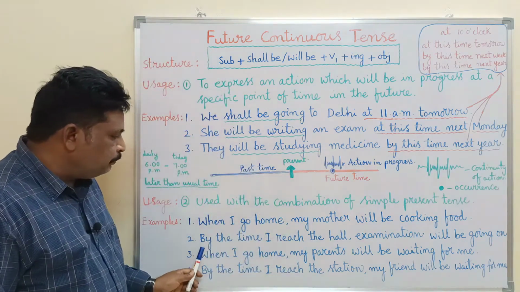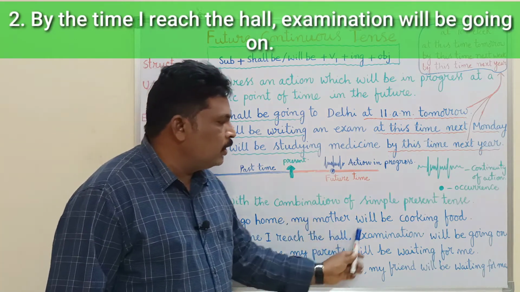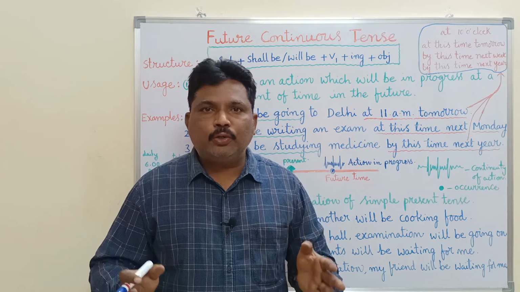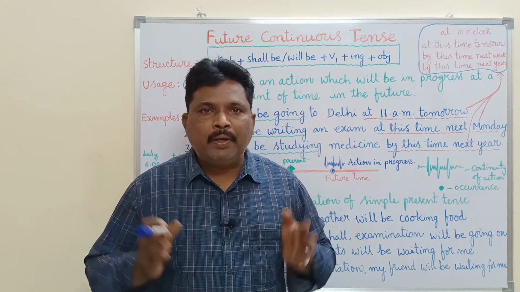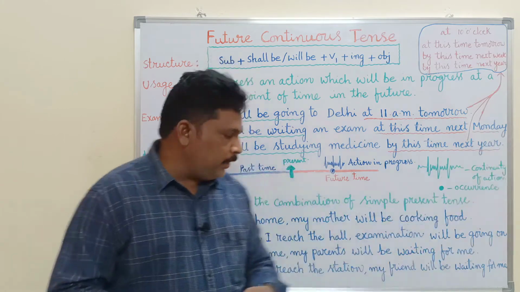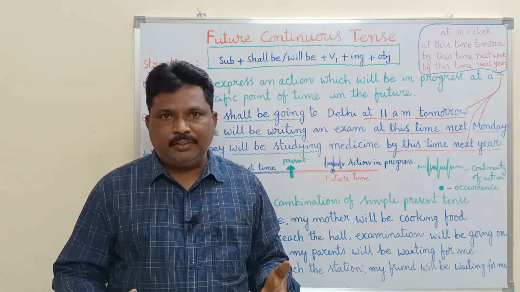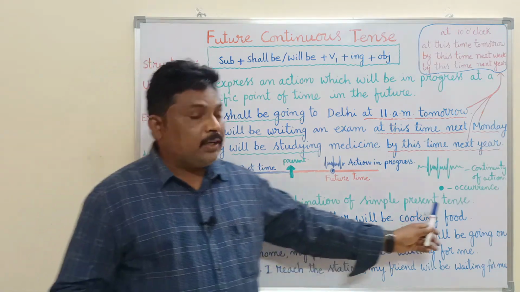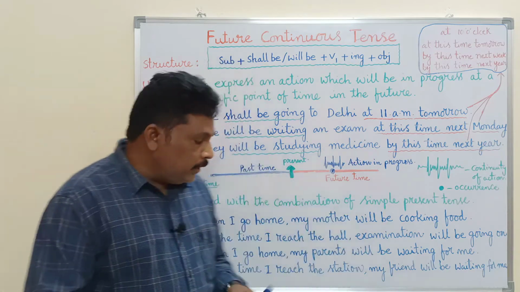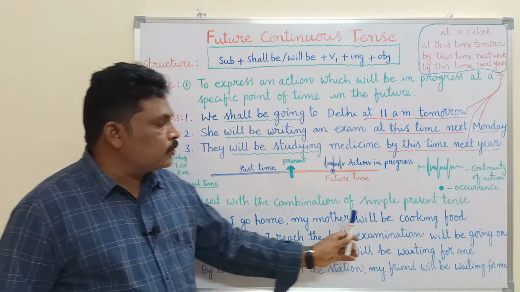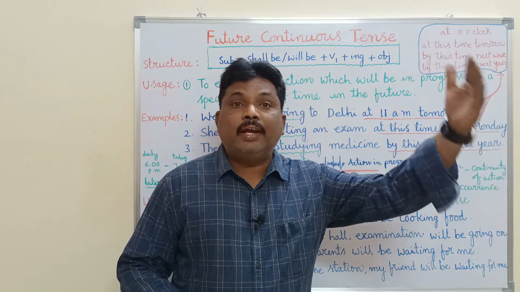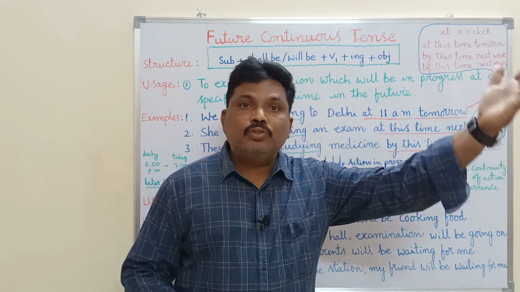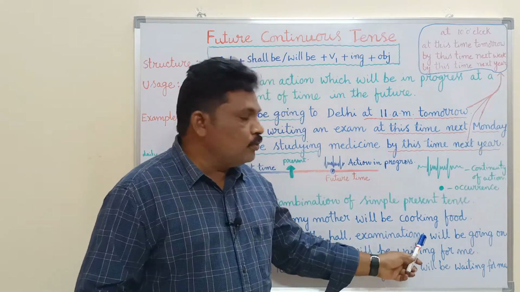Look at the second example. By the time I reach the hall, examination will be going on. While starting from home, the student says to the parents, by the time I reach the hall, maybe today it is late. He is late to the examination. So by the time I reach the hall, examination will be going on. Here the student's action is in simple present tense, and the other action at the examination hall is in progress, that is a future action which will be in progress, so future continuous tense.